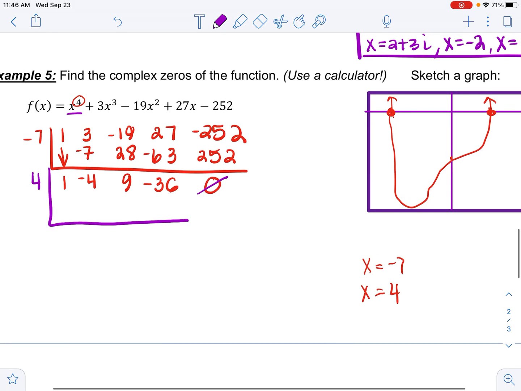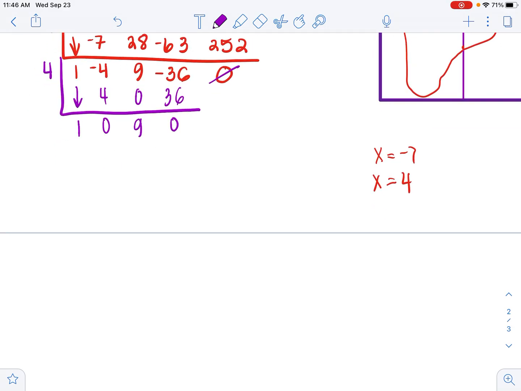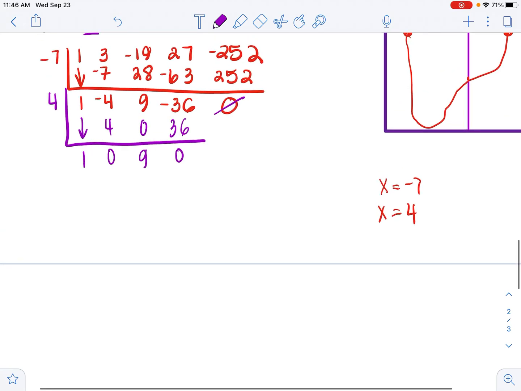And 4 is also a 0 because I'm trying to break it down to a quadratic. Right now, I broke it down to a cubic function. Drop this, that's 1. That's 4. That's 0. That's 0. That's 9. That's 36. That's 0. So now I've broken this down to a quadratic. Because remember, this was a quartic. This was a cubic. This is a quadratic. So this is x squared plus 9.